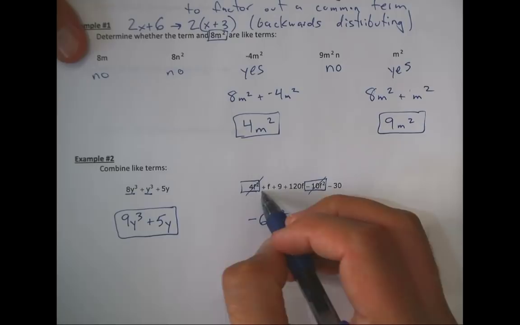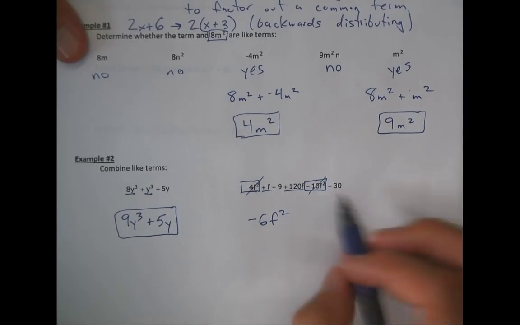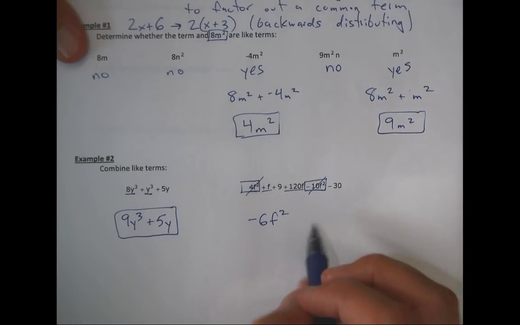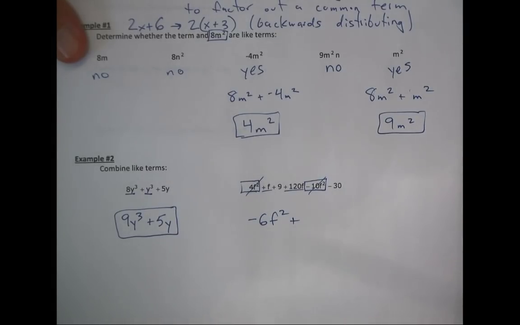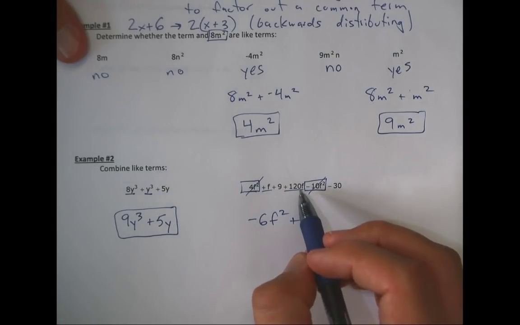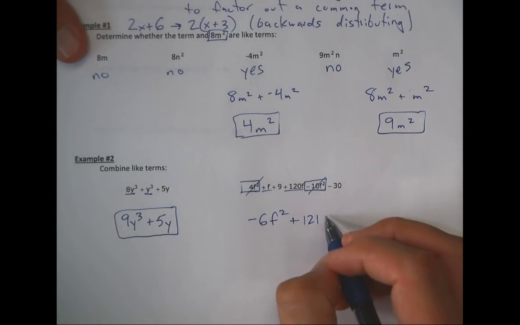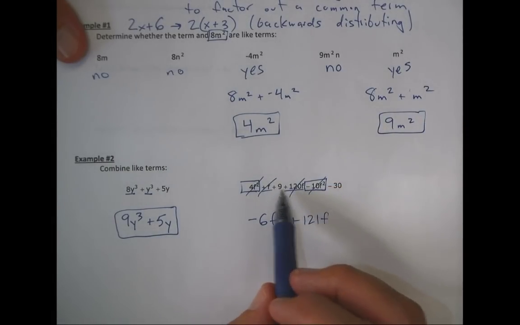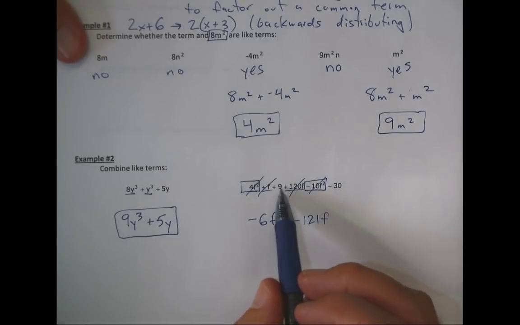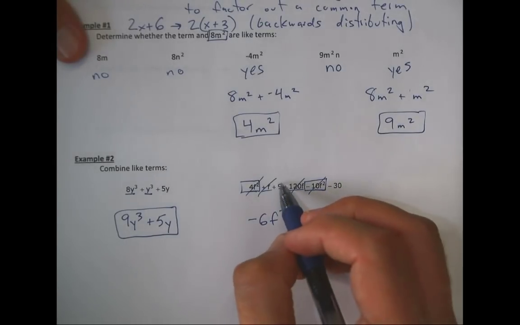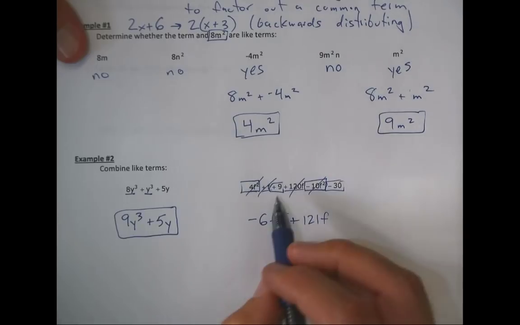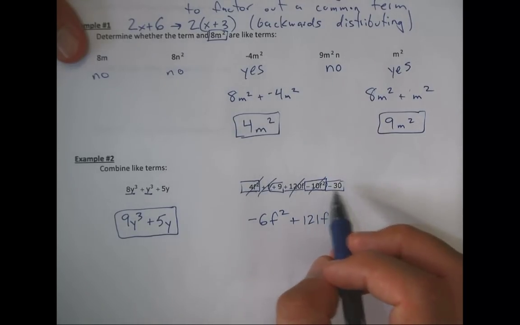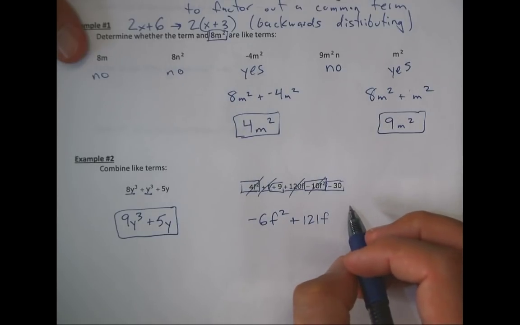But now I also have these two right here that have just an f. Those are like terms and they can't be combined with this. So they're going to create their own term right here. Now, this is a 1f and a 120f, so that's 121f. So they're gone. Now, single numerical terms here, just numbers, are like terms and can be put together. That's a positive 9 minus 30 or a positive 9 plus negative 30. Either way, that's going to get you a negative 21.